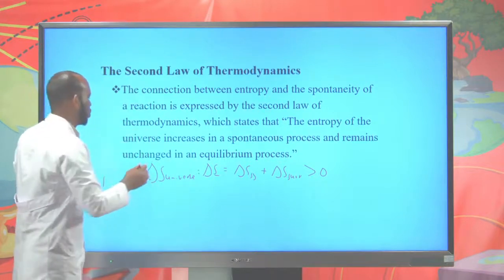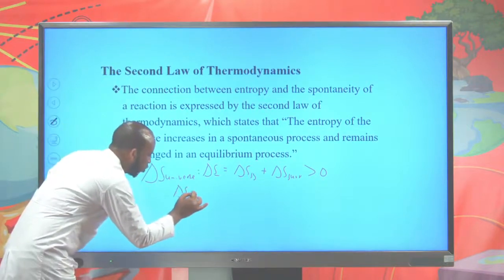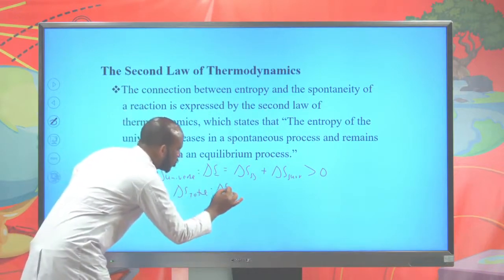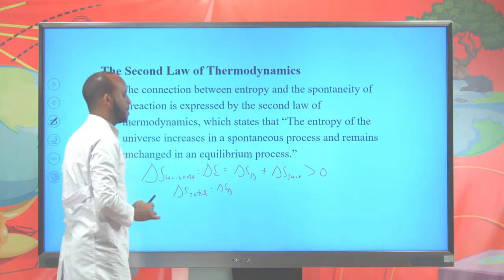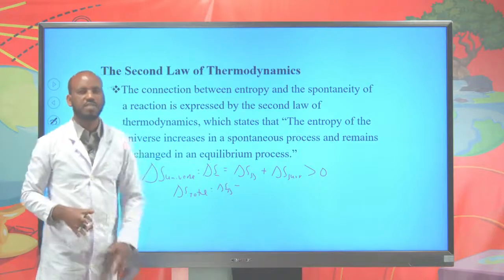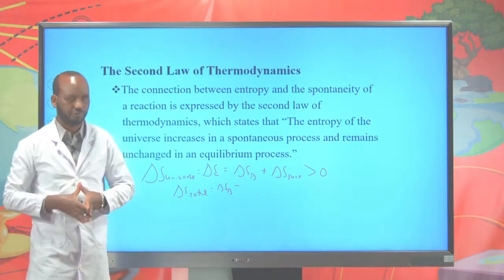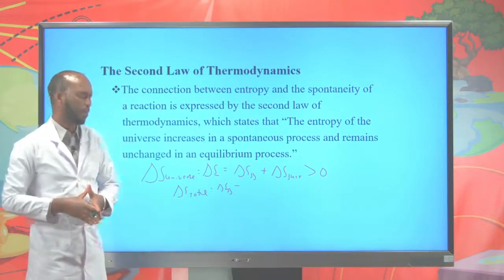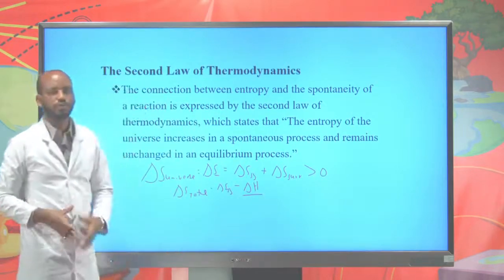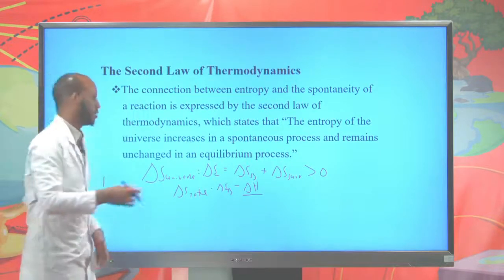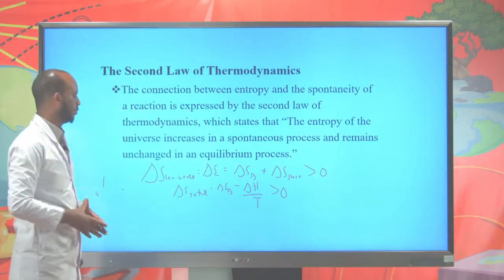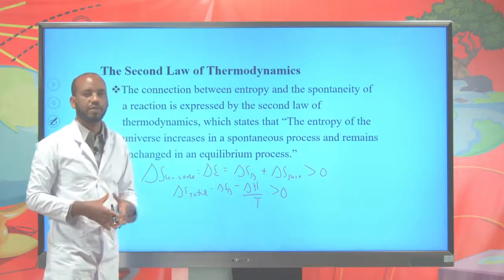We can write this as total entropy change, delta S total, equal to the change in entropy of the system, delta S of the system, minus the change in entropy of the surroundings, which is directly proportional to the enthalpy of the system, delta H, but inversely proportional to the Kelvin temperature T, greater than 0. This is the second law of thermodynamics.